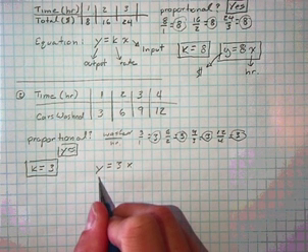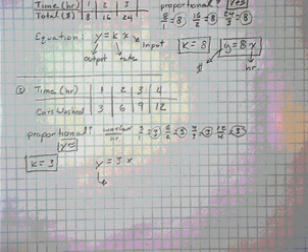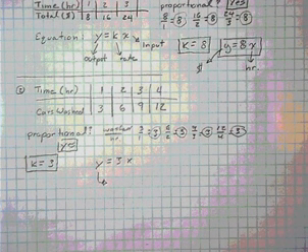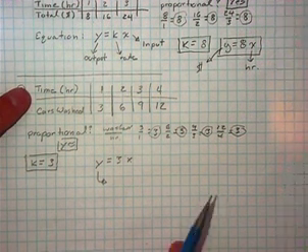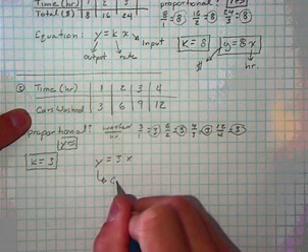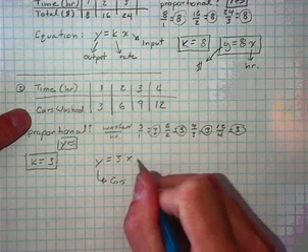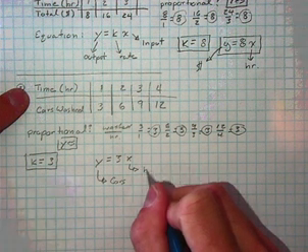What does my y represent? What is my y going to represent here? Dave? Output. Yeah, my output. Which one's my output? The time or the cars washed? Yeah, the cars. And what does my x represent? Right, my hours.